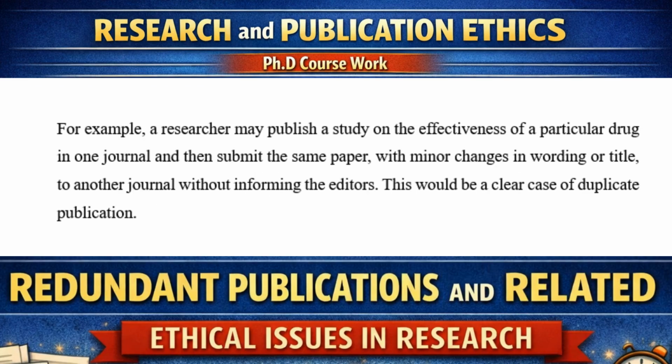For example, a researcher may publish a study on the effectiveness of a particular drug in one journal and then submit the same paper with minor changes in wording or title to another journal without informing the editors. This would be a clear case of duplicate publication.